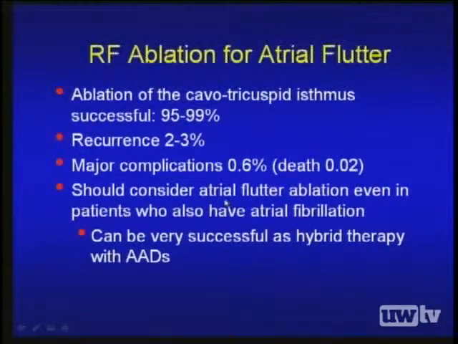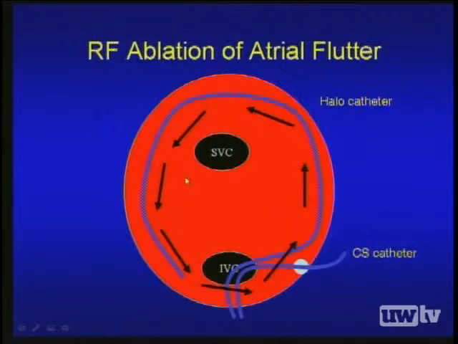And because we're on the right side of the heart and away from important structures, the complication rates are very low. You can also consider this in patients who have both atrial flutter and atrial fibrillation, because they tend to be more symptomatic from their atrial flutter than their atrial fibrillation, again, because it's difficult to rate control. And a combination approach with successful atrial flutter ablation with antiarrhythmic drug therapy for the atrial fibrillation can be very successful.